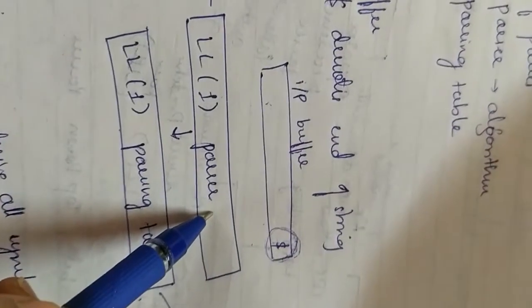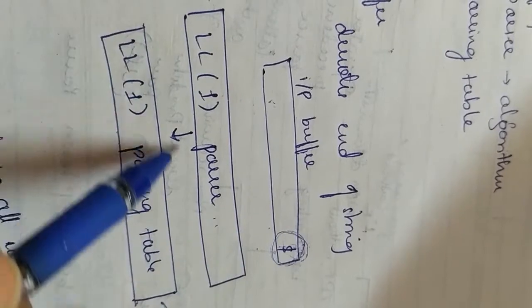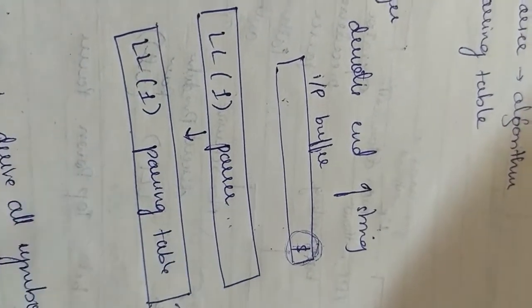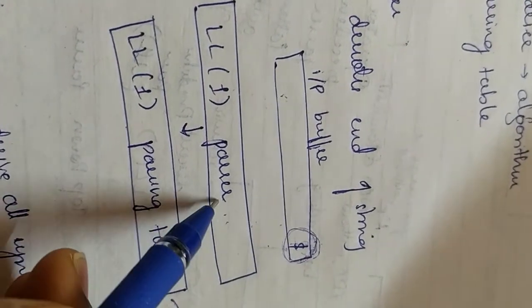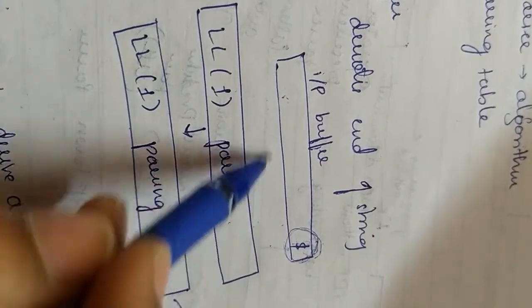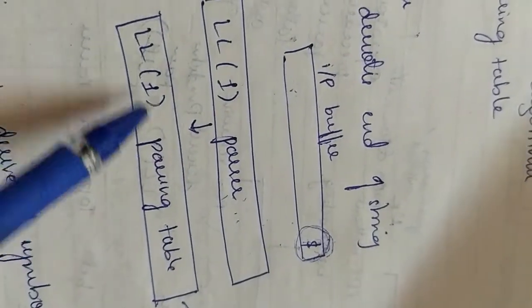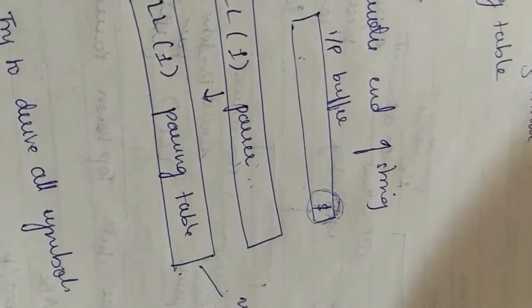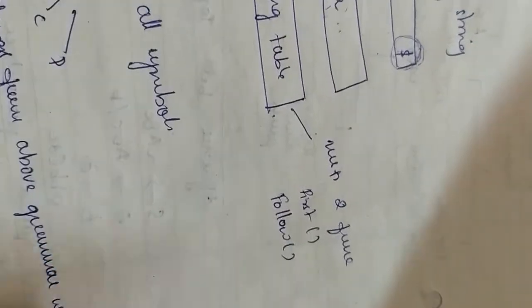And then we have the LL1 parser. This parser will have all the procedures of how to handle the grammar and how to construct the parse table for the given grammar. All that procedure is stored under this LL1 parser. And then we have to construct the LL1 parsing table for the given grammar. So how do we construct the LL1 parsing table? By getting two values.